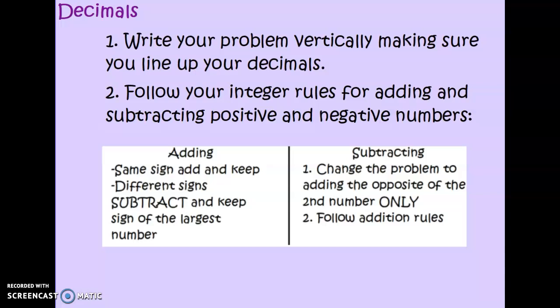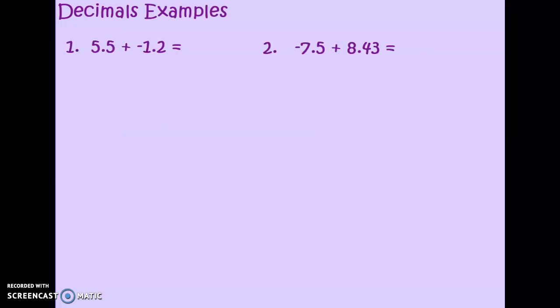Second thing, we do follow our integer rules. For adding and subtracting, we've got to make sure we change the subtraction problems to adding the opposite of the second number. And then we're just following addition rules for the rest. Same signs, add and keep. Different signs, subtract and keep the sign of the largest number. And that does mean the largest absolute value. Okay, so let's look at some examples.